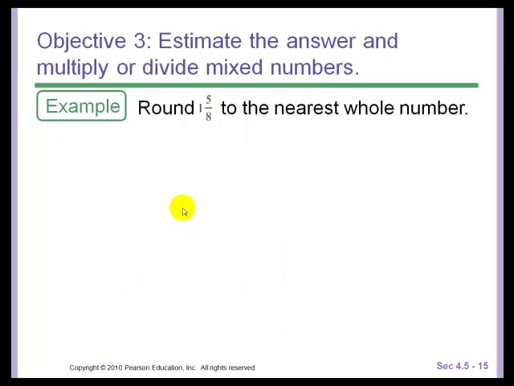Now we'll look at rounding mixed numbers. So we will round 1 5/8 to the nearest whole number. Notice that half of 8 would be 4. So if the top is more than half, then you're actually closer to the bigger integer or whole number.